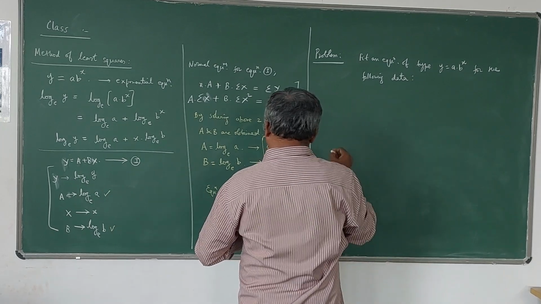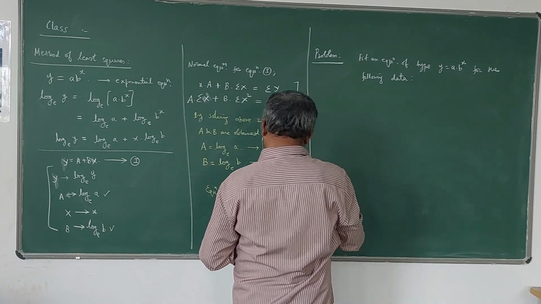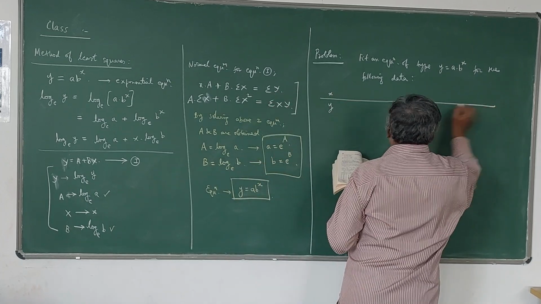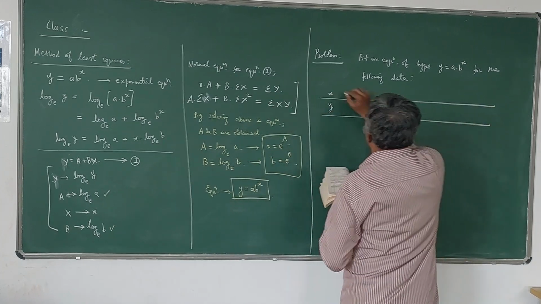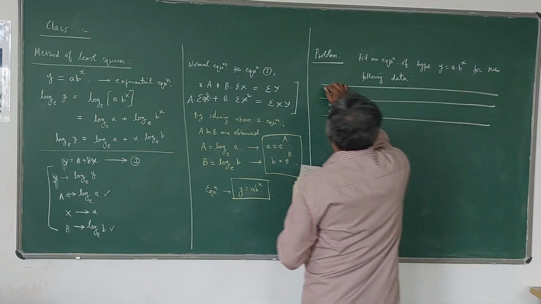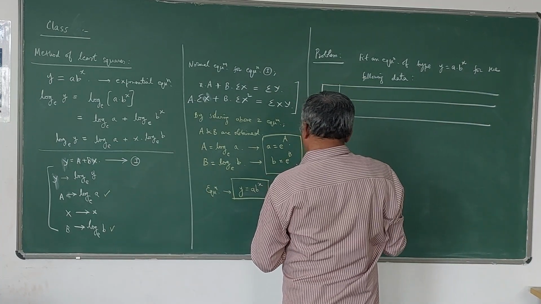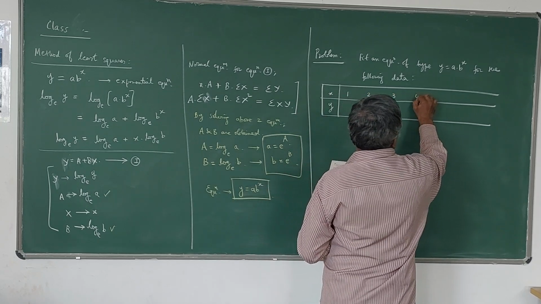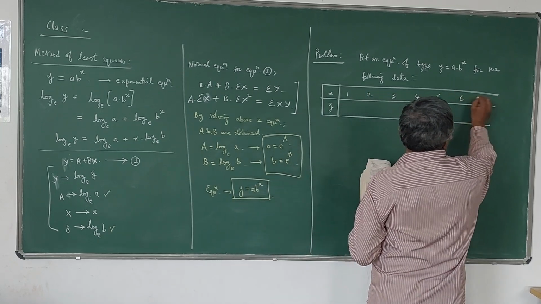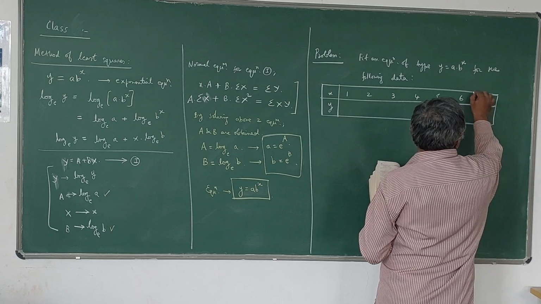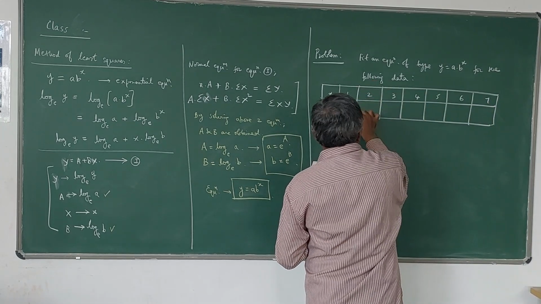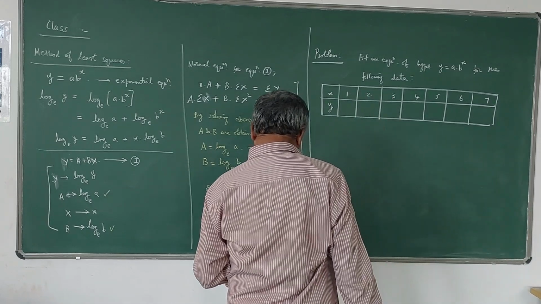Yes. So x and y data, there are 7 sets of points, that is n is equal to 7 here. 7 values of x and y are given: 1, 2, 3, 4, 5, 6, 7. These are the 7 values. X values are 1, 2, 3, 4, 5, 6, 7.